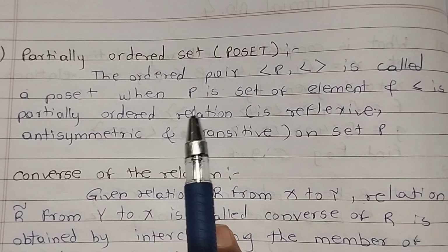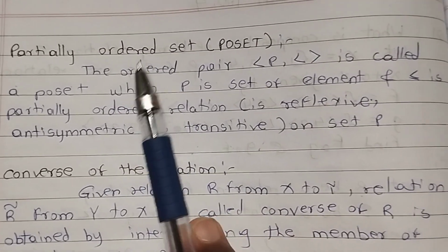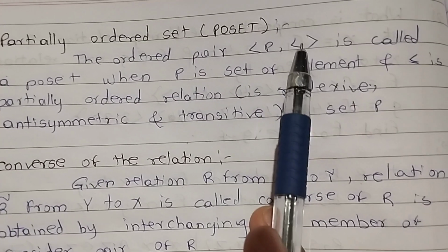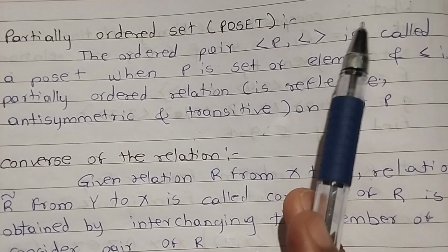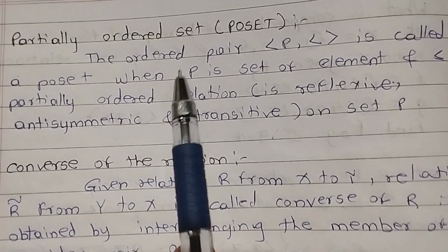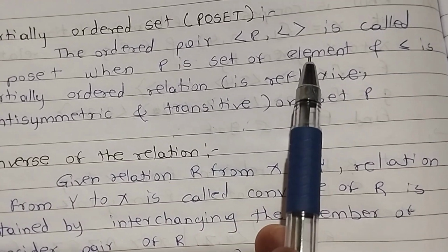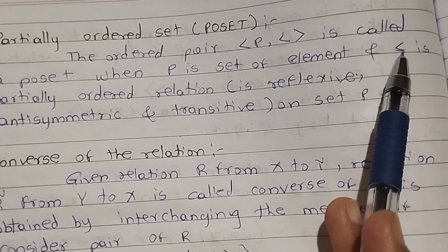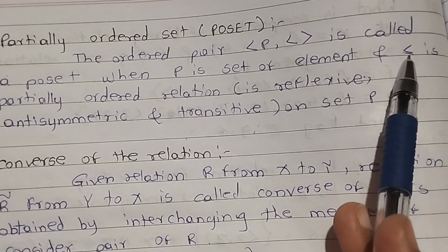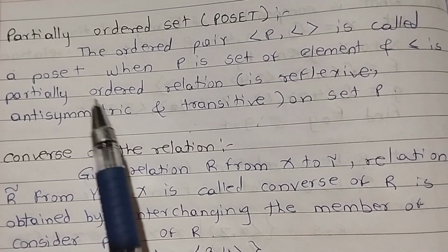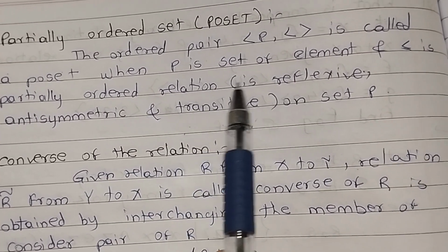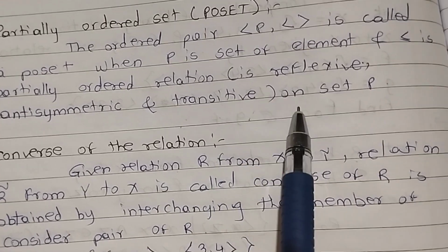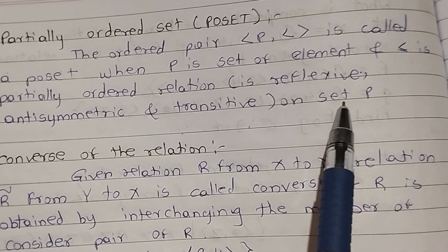Now the next concept is poset, partially ordered set. An ordered pair (P, ≤) is called a poset when P is a set of elements and ≤ is a relation. The representation of the poset is a partial order relation, which is reflexive, antisymmetric and transitive on set P.